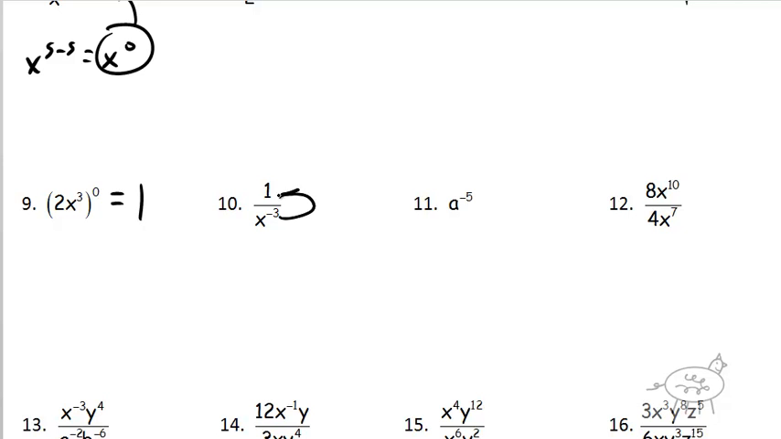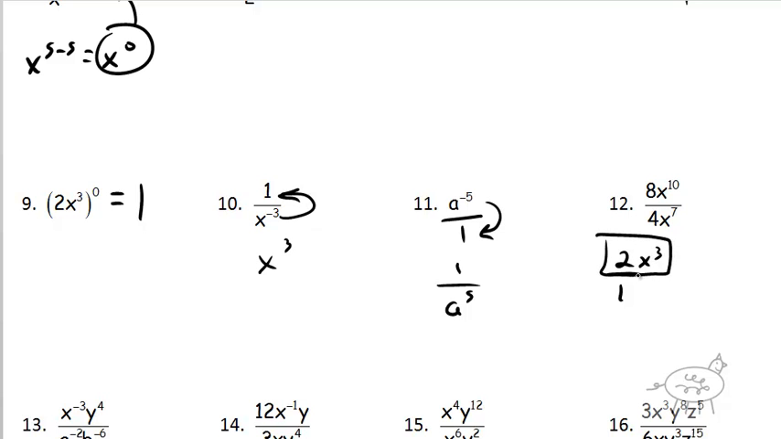This moves to the other side of the fraction, so it's x to the third power. That moves to the other side of the fraction, make it into a fraction, so it goes to the bottom, so it's 1 over a to the 5th. Okay, this one, 8 over 4 is 2 over 1. And who wins? The north by how many? 3. So x to the third power. So the answer really is just 2x cubed.